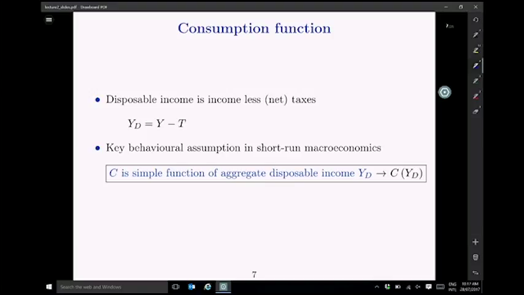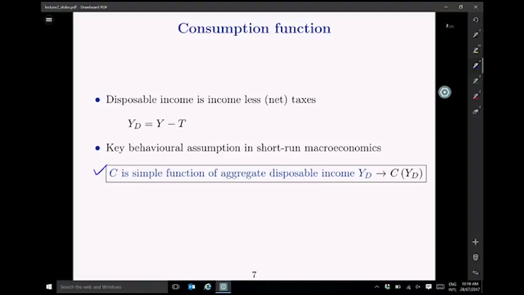First, consumption. If you think about what determines your consumption choice, what would be the main factor? Anything? Money, right? Money, income. That's exactly what we're having here. Economists find that income is the primary factor that determines households' consumption decision. That's why there is a behavioral assumption here, assuming that consumption is a simple function of aggregate income.